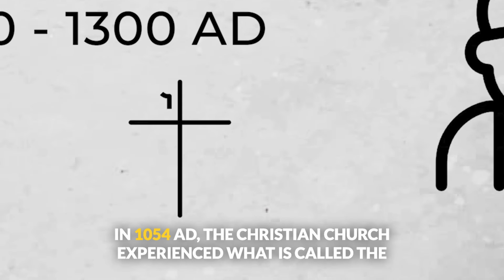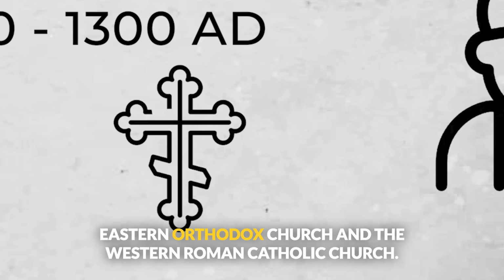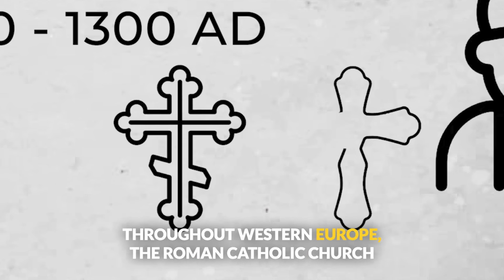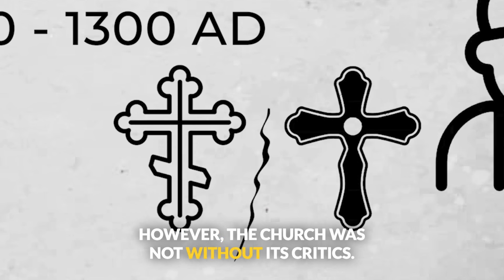In 1054 AD, the Christian church experienced what is called the Great Schism and was divided into two parts or churches, the Eastern Orthodox Church and the Western Roman Catholic Church. Throughout Western Europe, the Roman Catholic Church was the dominant religion. However, the church was not without its critics.